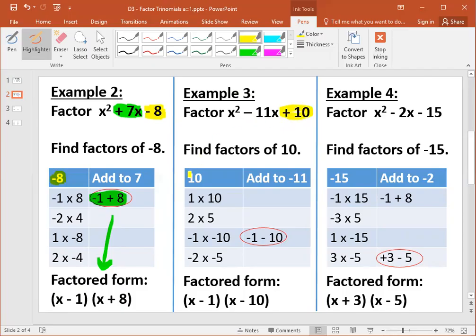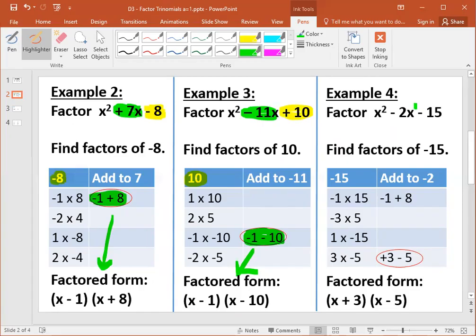I need factors of positive 10 here. Factors of positive 10: 1 times 10 and 2 times 5, but we have to remember that negative times negative is also a positive number. So we also will have negative 1 times negative 10 and negative 2 times negative 5. Here again, they must add up to negative 11. If I put this grouping together and add them, negative 1 minus 10 does give me negative 11. So therefore, x minus 1 and x minus 10.